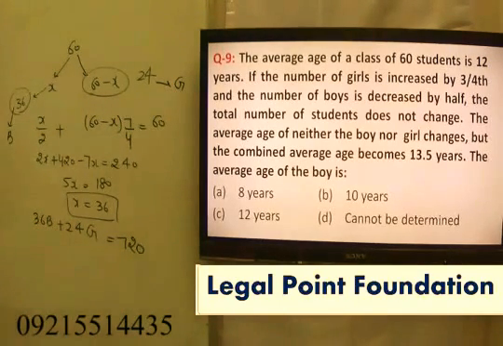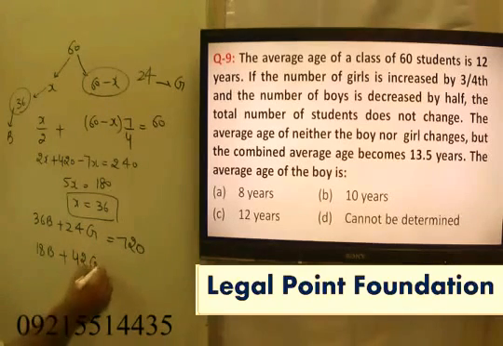Now in the second case he says the average age remains the same. Okay, boys have become half, it means 18 boys. When we talk about girls, how many girls are there? They have increased by 3/4, which means I have to make it 7/4. That would be 42 girls, right? He states that the new average becomes 13.5.